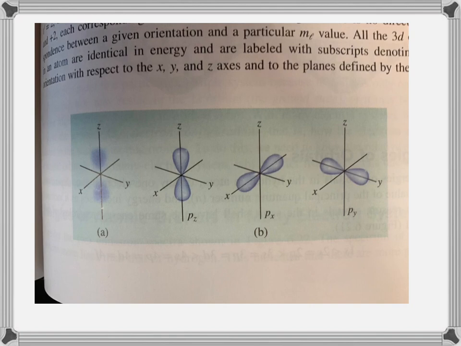This is a picture from your book of p orbitals. This one's showing the probability density, and this one's showing you what they look like, and so we call them dumbbells. So if an electron is in a p orbital, that means that it's moving around somewhere in this area.